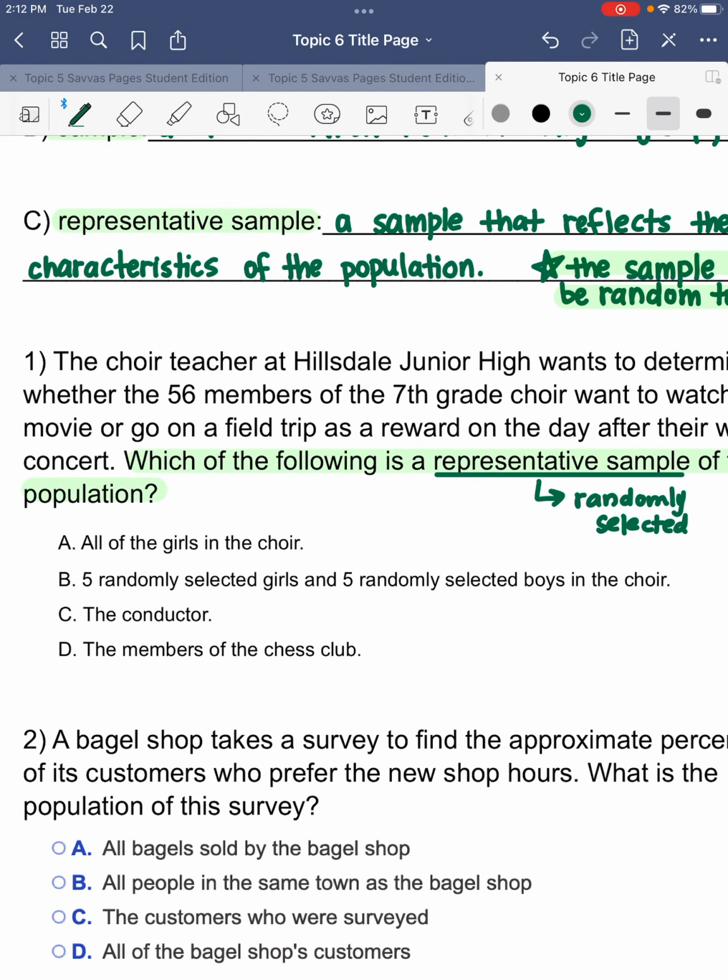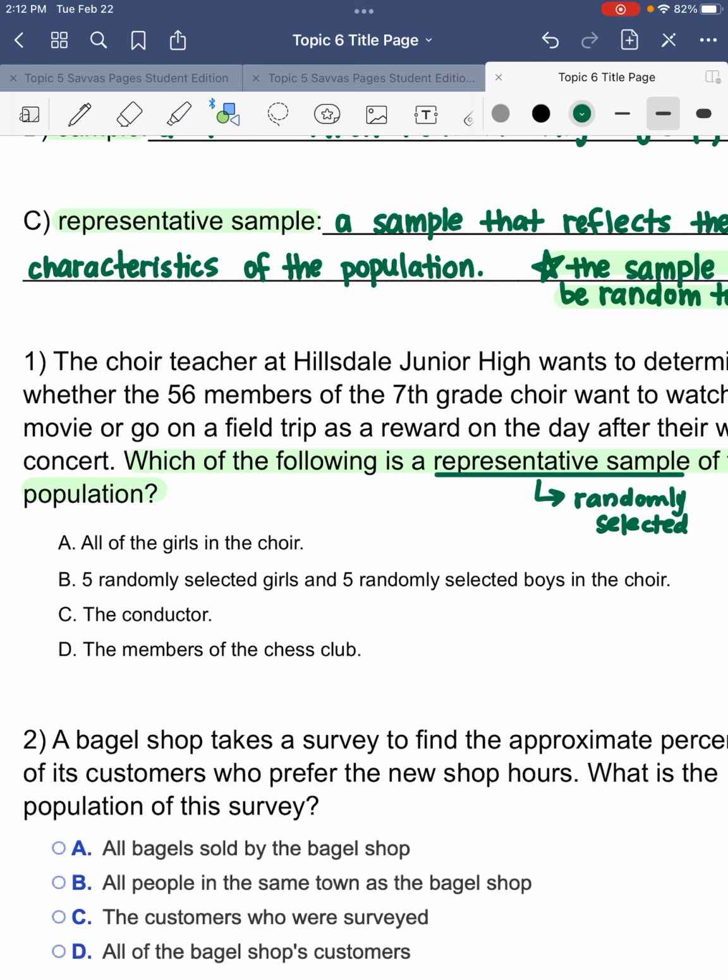So A, all of the girls in the choir. Well, we're not taking into account how the boys feel, so that doesn't work. B, 5 randomly selected girls and 5 randomly selected boys in the choir. Well, I like the word randomly selected. That's important, right? And there's some girls and some boys. So I'm really liking B.